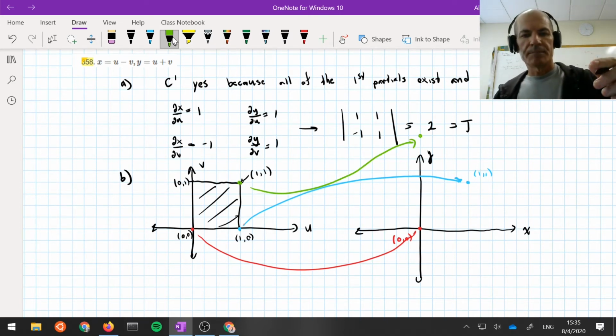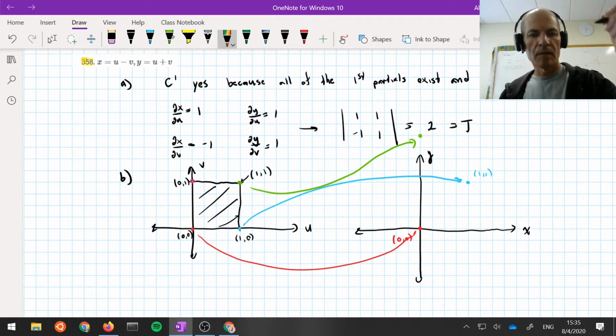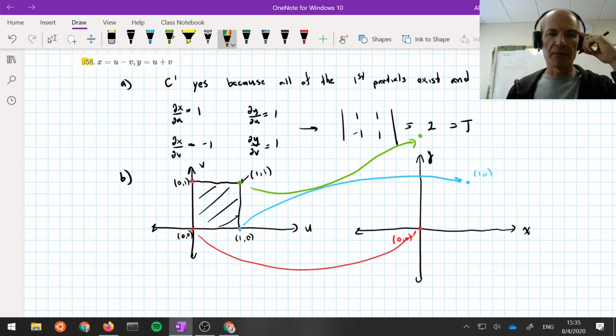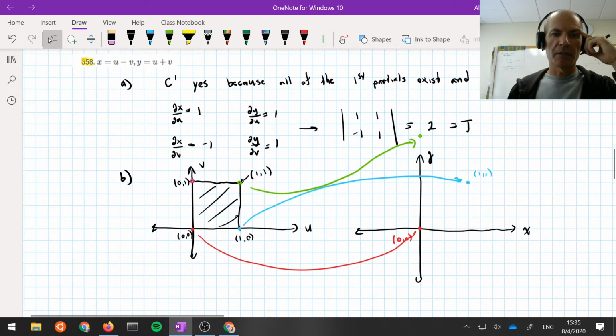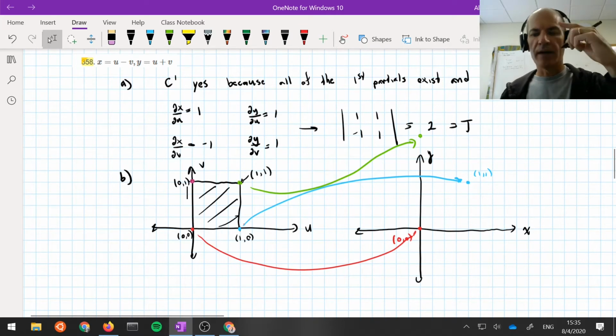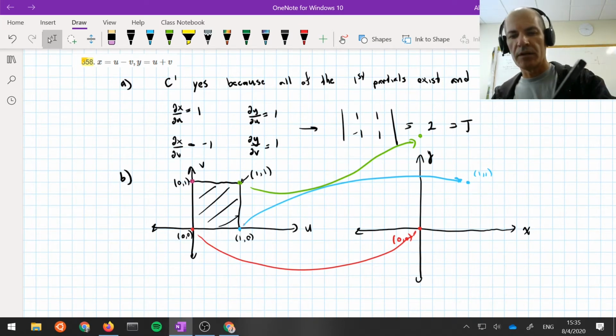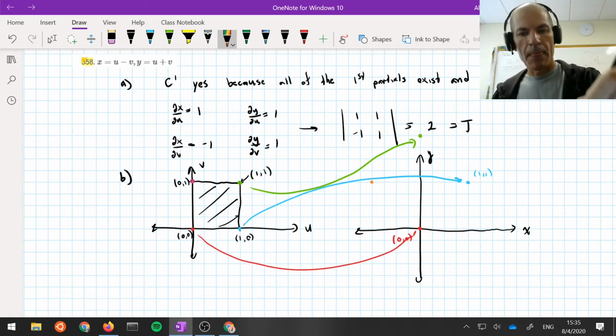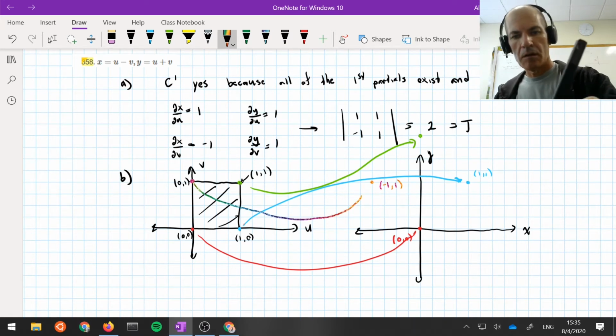Alrighty. And the last point, I don't know. Let's do rainbow color. So rainbow color, where does 0, 1 go? That means u is 0 and v is 1. Plugging those into the formula up here, we get -1 for x and 1 for y. So we want to plot the point -1, 1. So 1, 2, 3, 4. 1, 2, 3. Okay, there's -1, 1. Right, and that is where this point goes.